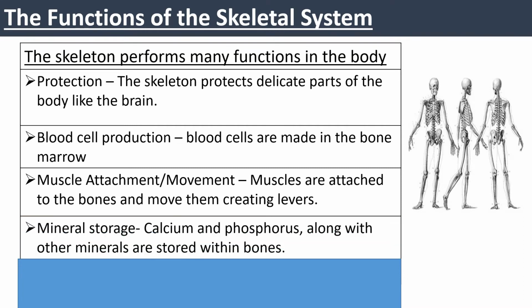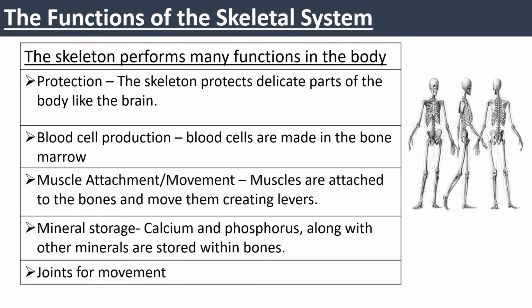Mineral storage. So we store minerals in our bones, particularly calcium and phosphorus. Other minerals are stored in the bones as well. And obviously, where two bones meet is called a joint. So we've got joints all over our bodies. We'll focus on that in a little more detail later in a different lesson.